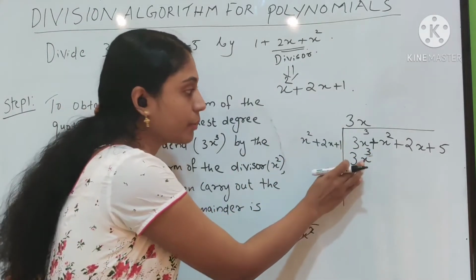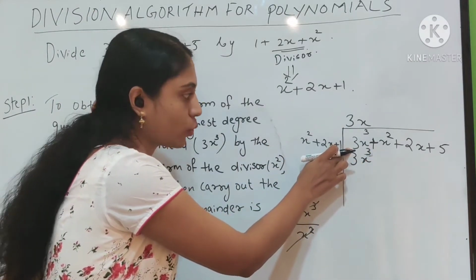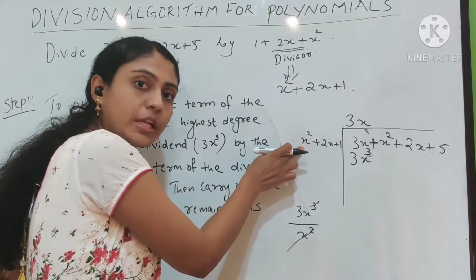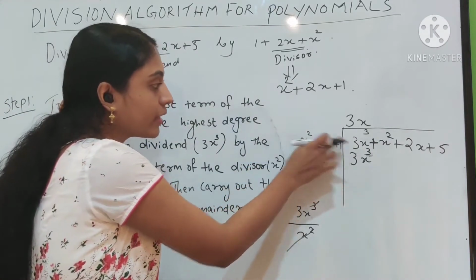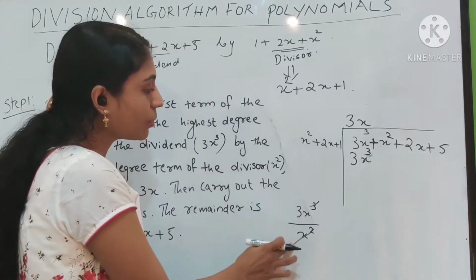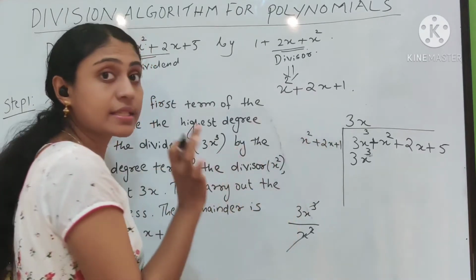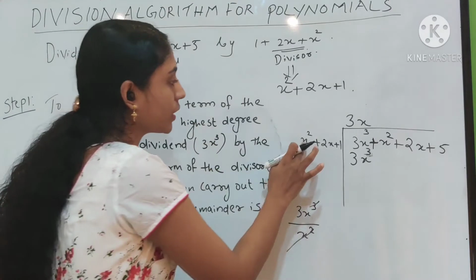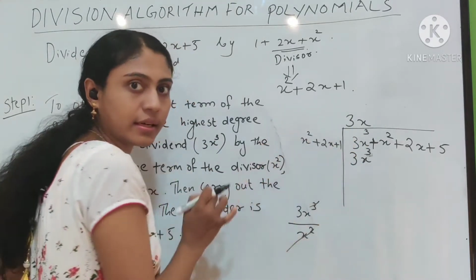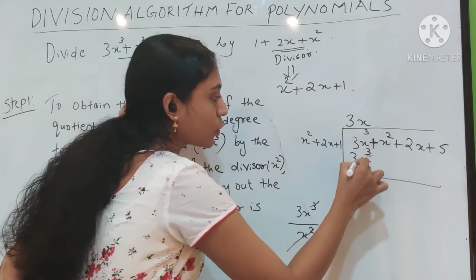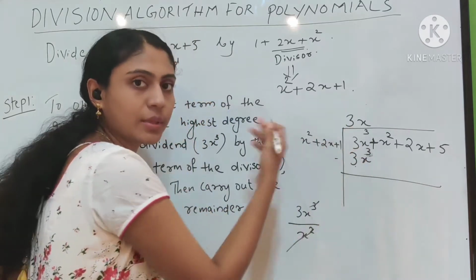First step, what have we done? Take the first term of the dividend, that is 3x cube, and the first term of the divisor, x square. Then divide this by this. That means 3x cube divided by x square, what do we get? 3x. And that is the first term of the quotient. So 3x into x square is 3x cube. Then 3x cube minus 3x cube, when we subtract, this becomes 0.